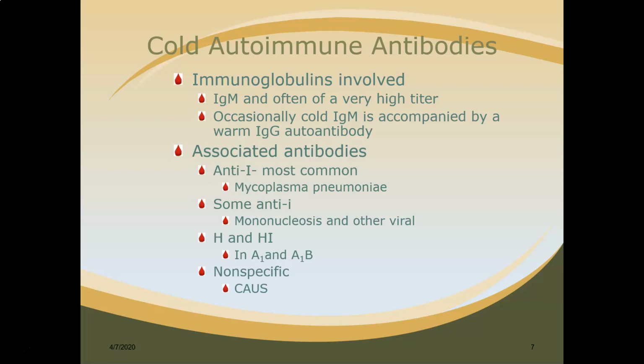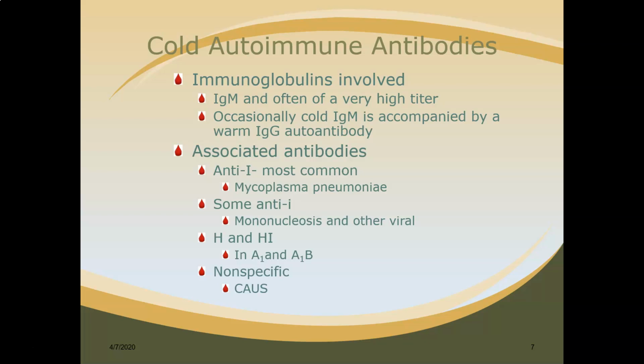The specificities for our cold autoantibodies tend to revolve around the I system. And if you remember, the big I is on big people. Adults have big I. And little i is on little people. So infants and newborns have little i. Anti-big I is associated with mycoplasma pneumonia or walking pneumonia, and anti-little i is often seen after a case of mononucleosis or other viral infections. And this is a fairly common test question, that big I is associated with mycoplasma and little i is associated with mono.